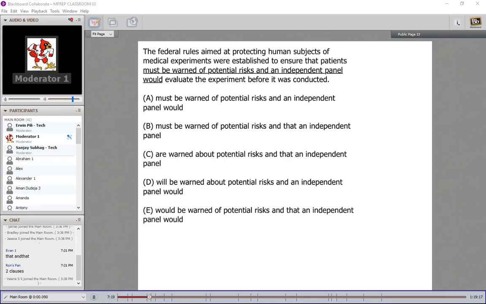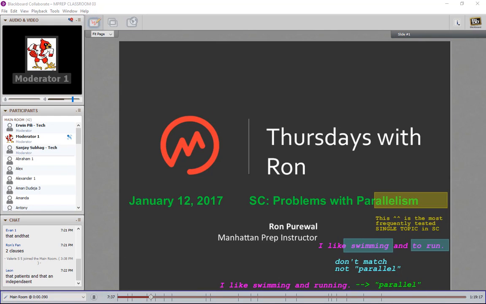What are the ideas? What we don't want to do here is start tossing around grammar terms like clauses and stuff. Patients have to be warned about stuff, and a panel has to evaluate the experiment. If we go back to this little example here, people who are using words like clauses and stuff, you really don't want to do that with parallel structure.